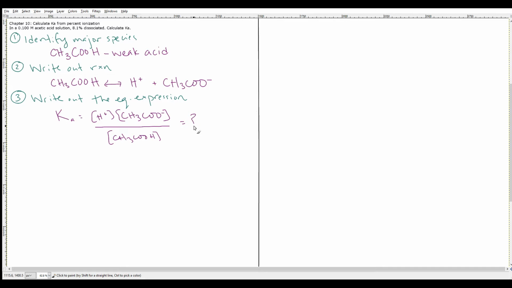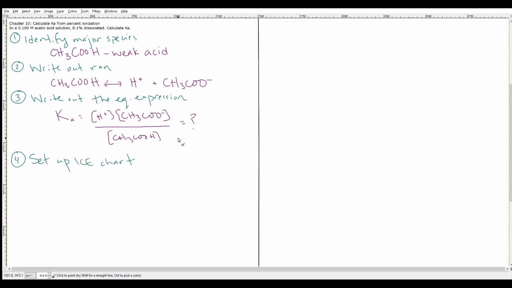And the goal is to figure out what Ka is equal to, so I don't know it yet. In order to figure it out, I need to know all of my different concentrations. And how do I figure out concentrations for something that goes to equilibrium? You probably guessed it. Set up an ICE chart.